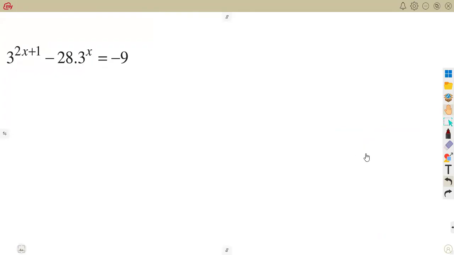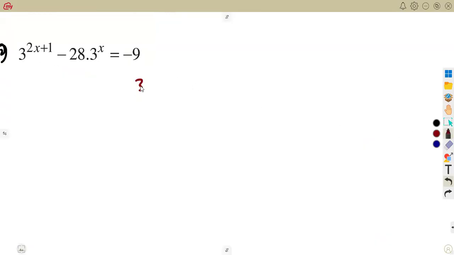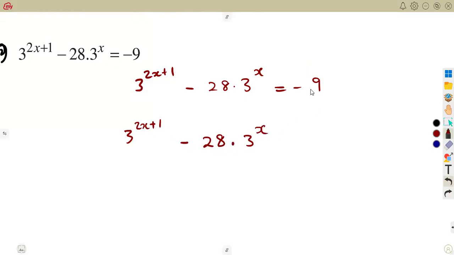We are given another equation that will be our equation 2: 3 to the exponent of 2x plus 1 minus 28 times 3 to the exponent of x is equal to minus 9. Same application just like the previous case. You can take the minus 9 to the other side: 3 to the exponent of 2x plus 1 minus 28 times 3 to the exponent of x. The minus 9 will give us a positive 9. That's equal to 0.